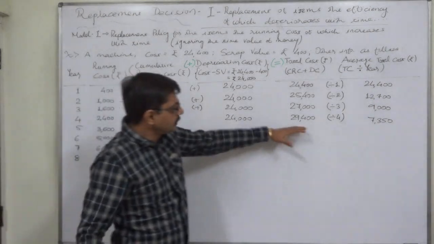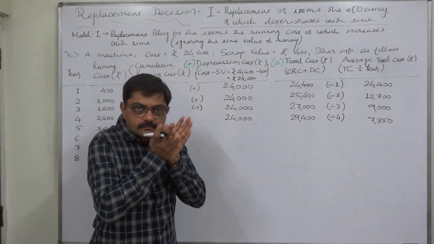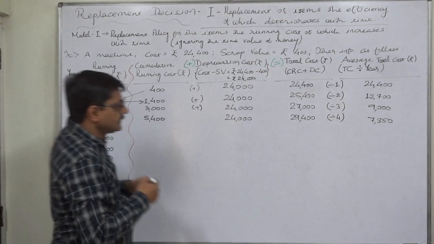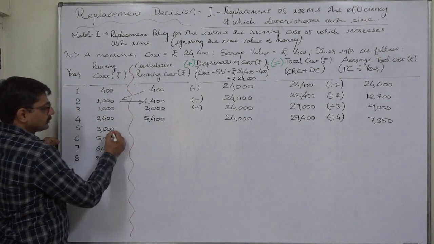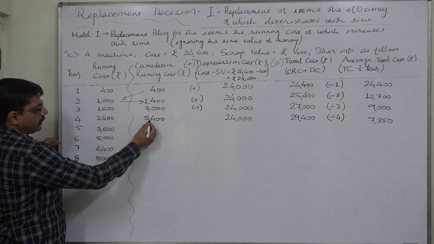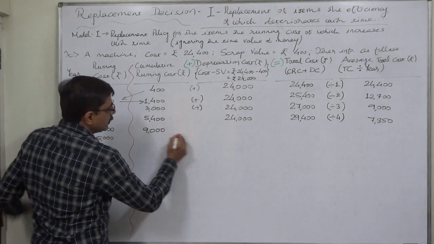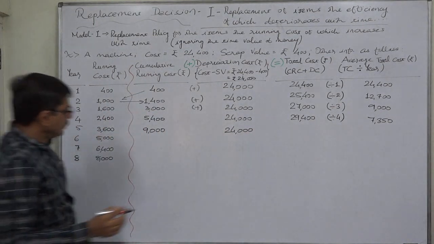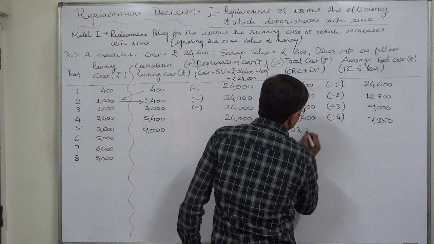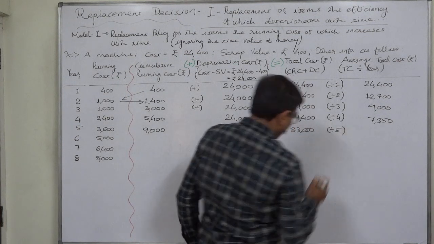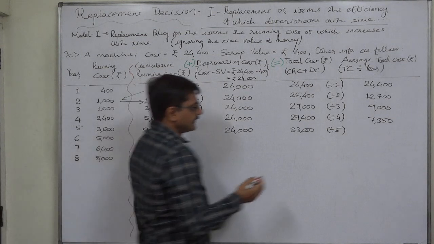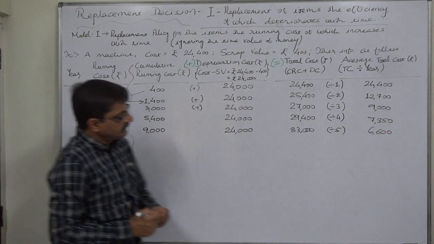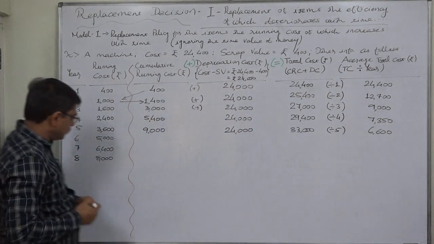Since the total cost is divided among more and more number of units, the average total cost decreases dramatically. 3,600 will be added to 5,400, it is 9,000, plus depreciation cost constant, 24 plus 9, 33,000 divided by 5. It is 6,600. Till it decreases, continue the analysis.